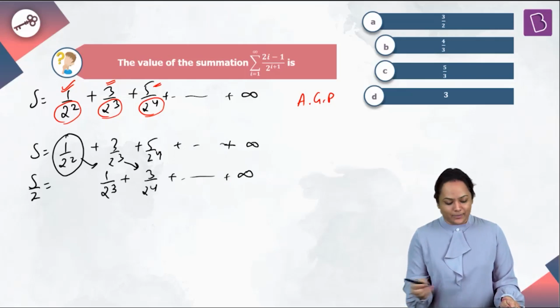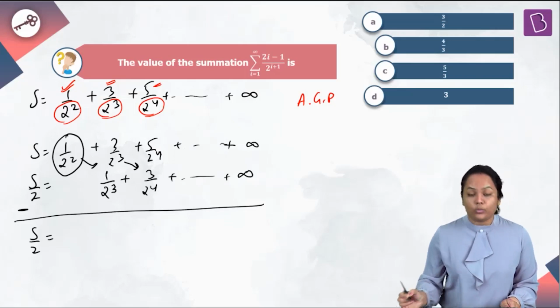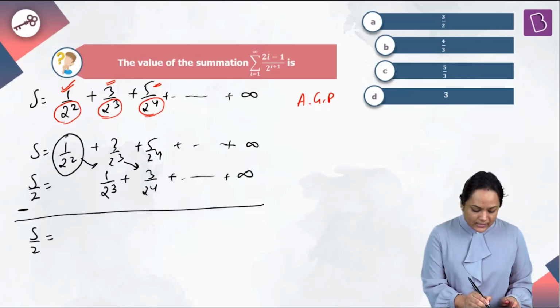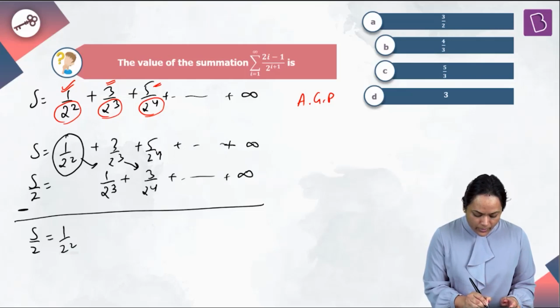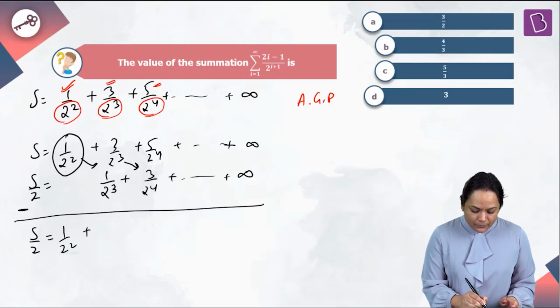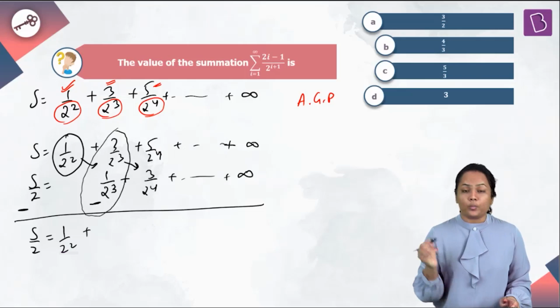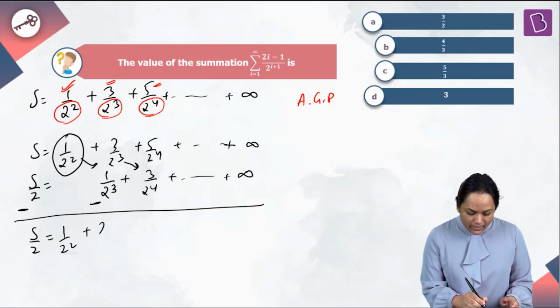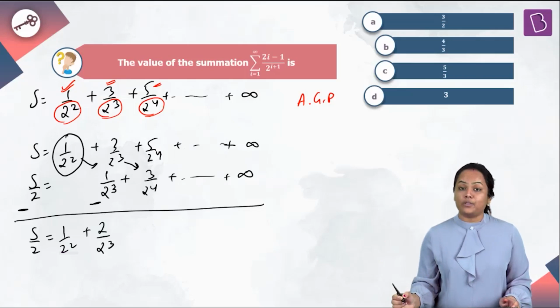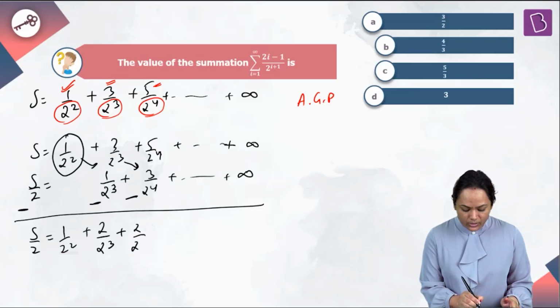Now what? Let's subtract. So when I subtract, this will become s by 2 is equal to, first term is as it is, that is 1 by 2 square. So this will become 1 by 2 square plus, when I subtract these two parts, 3 by 2 cube and 1 by 2 cube, what do I get? Well, it is 2 by 2 cube. So I have the next term with me, that is 2 by 2 cube. Similarly, for the third term, when you subtract, you can see that it will come out as 2 by 2 raised to 4.